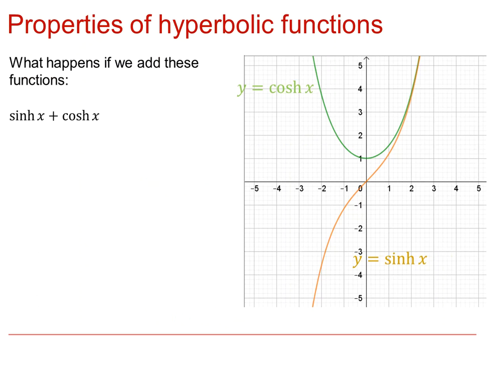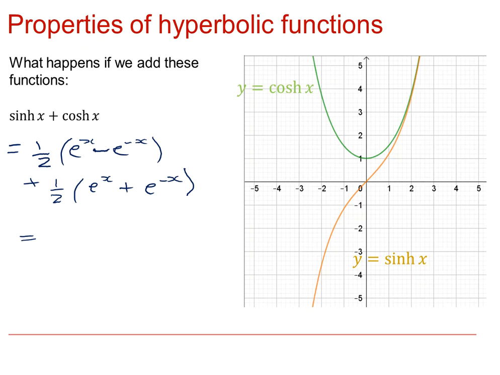If we add the two functions, using their definitions, we would have half of (e to the x minus e to the minus x) plus half of (e to the x plus e to the minus x). And thus we can see that the e to the minus x terms will cancel each other out, and we would just end up with a half of 2 e to the x, in other words, e to the x.